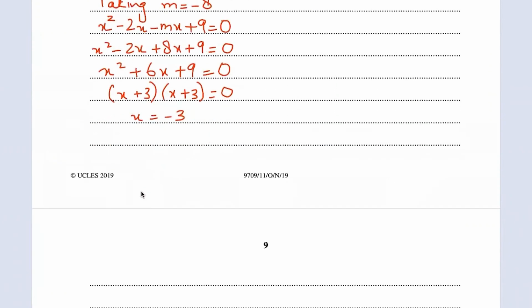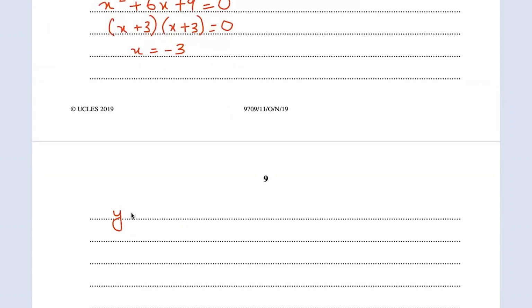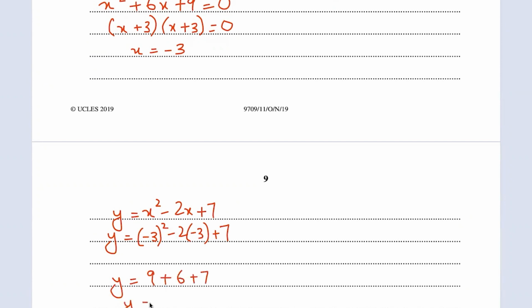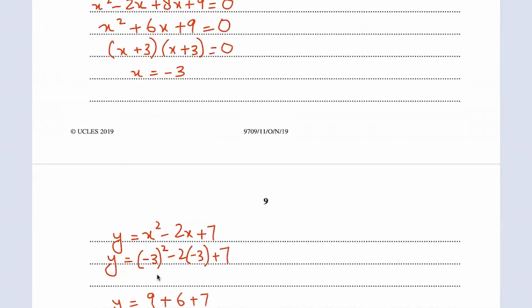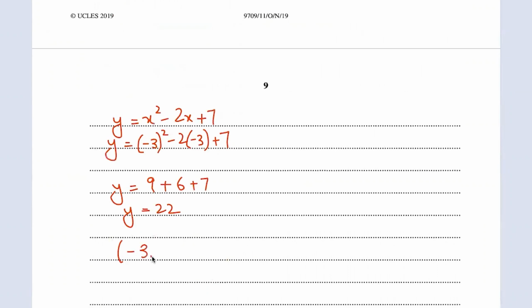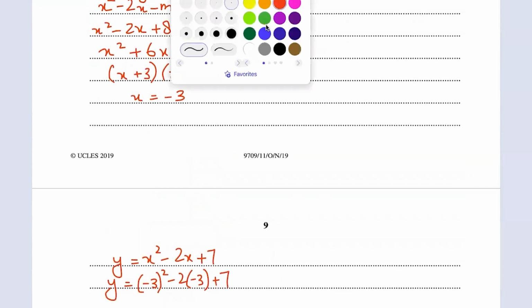Substituting this value of x is equals to minus 3 into the equation of the curve or the line. So let's take the equation of the curve, which is x squared minus 2x plus 7. Substituting minus 3 over here, we get minus 3 whole squared minus 2 into minus 3 plus 7. So y is equals to 9 plus 6 plus 7. So the value of y is 22. So when the value of m is minus 8, the coordinates are minus 3 and 22, where the curve touches the line or the tangent.